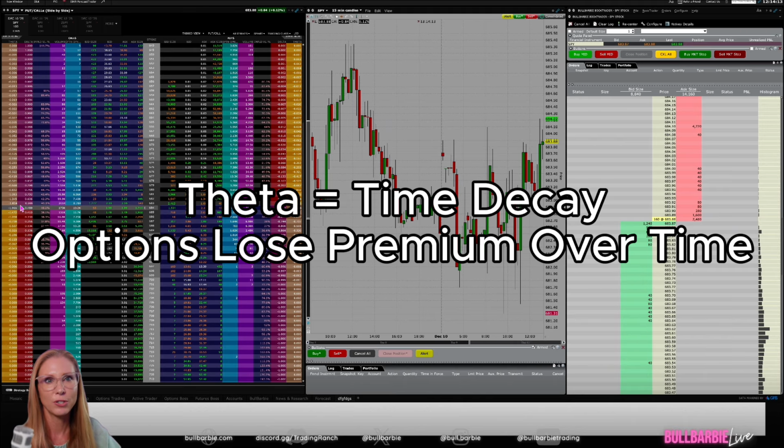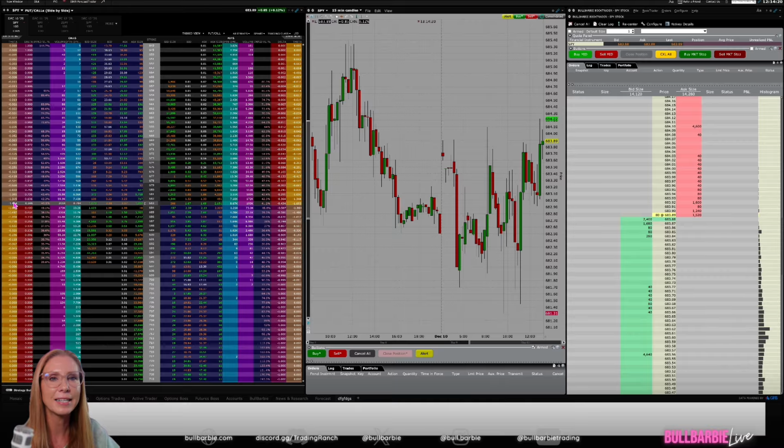So theta is going to show us how sensitive these are to time. Again, the at the money is going to be the highest at this point, because going in and out of the money has such a dramatic effect on the option premium.